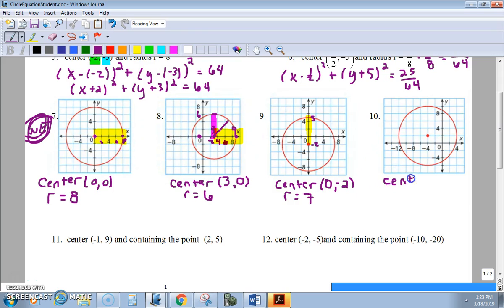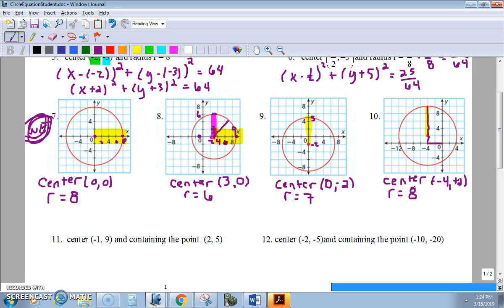And for this one, my center is at -4 and then up 2. So -4, up 2. And the radius is, let's go up to the top. So if I start at 2 and I go up, that's 2 blocks, 4, 6, 8. 8 blocks up. My radius is 8.